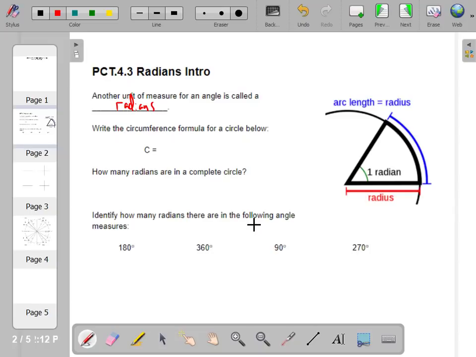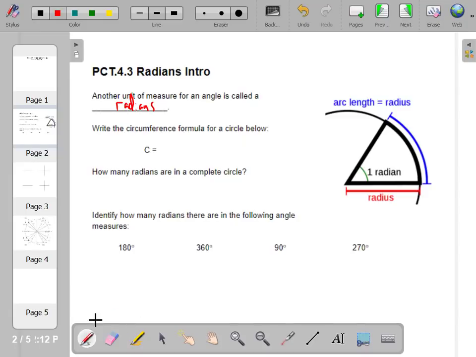Radians are a different way to measure angles, and a radian comes from this idea right here. If you take the radius of a circle and you take that length and you fold it around the outside of the circle, this length is one radius. This blue length is one radius along the outside, that arc length. And the angle that's formed is called a radian.